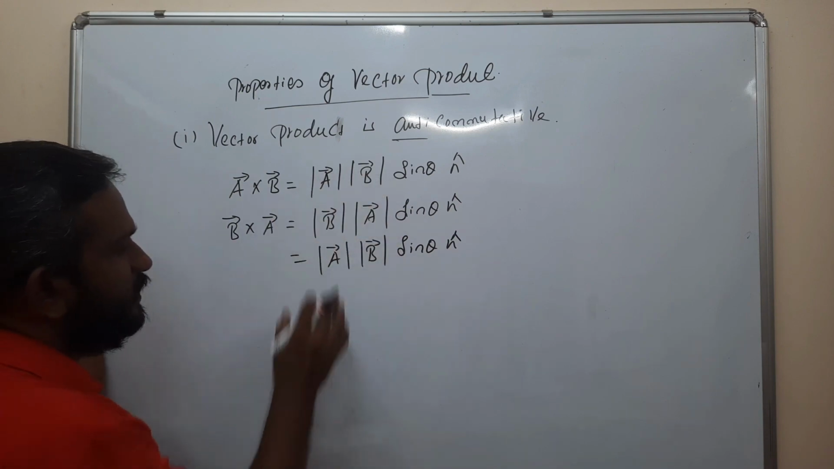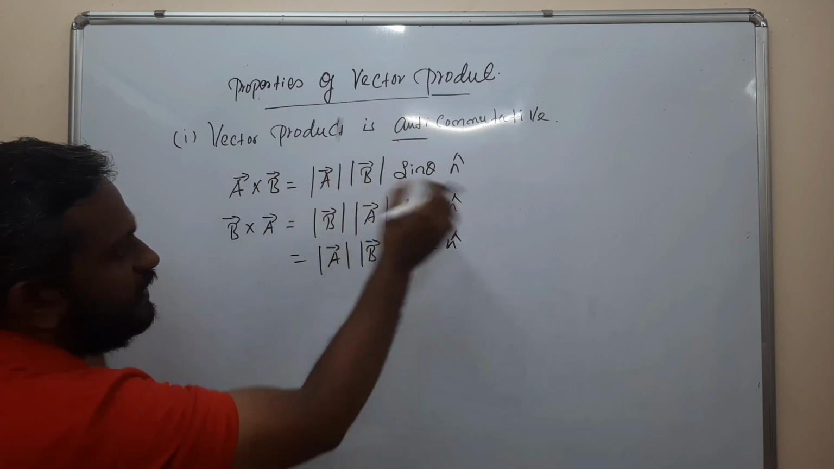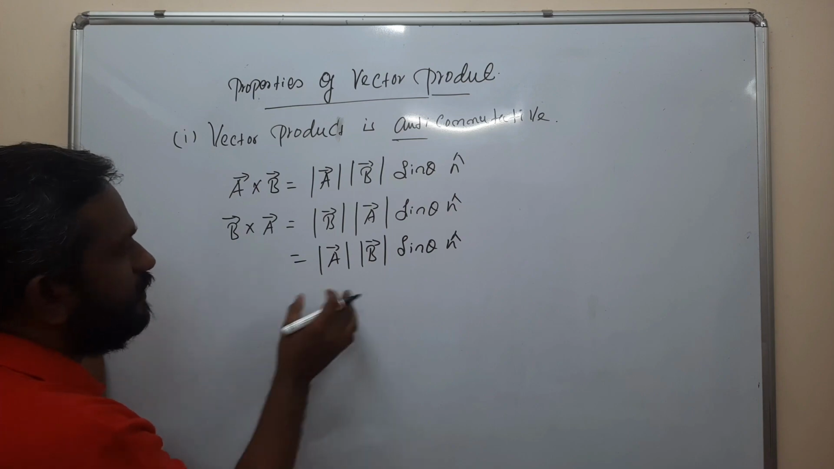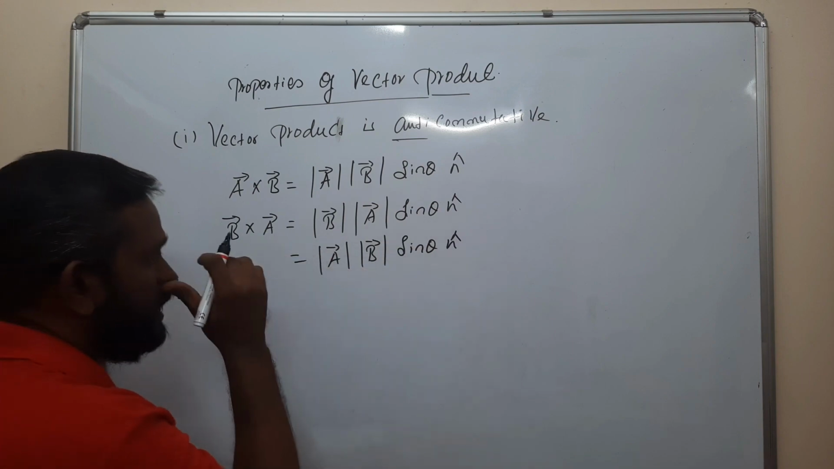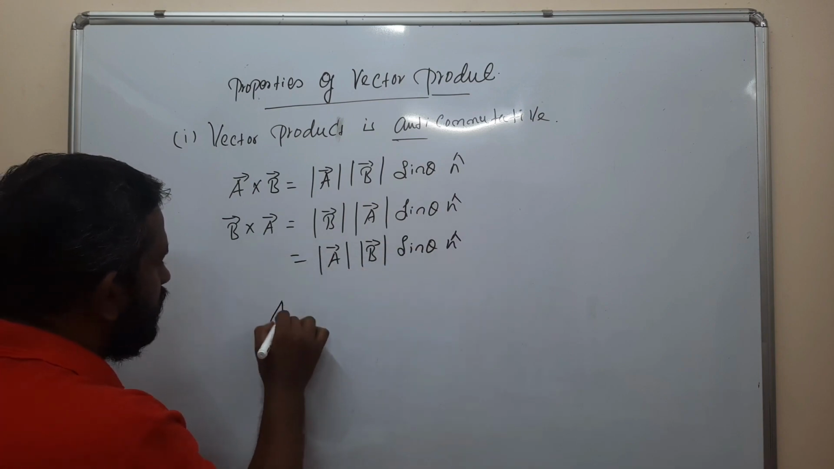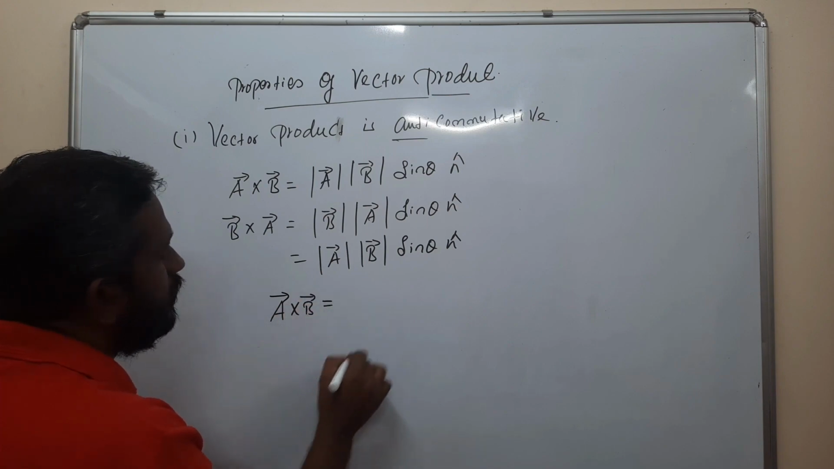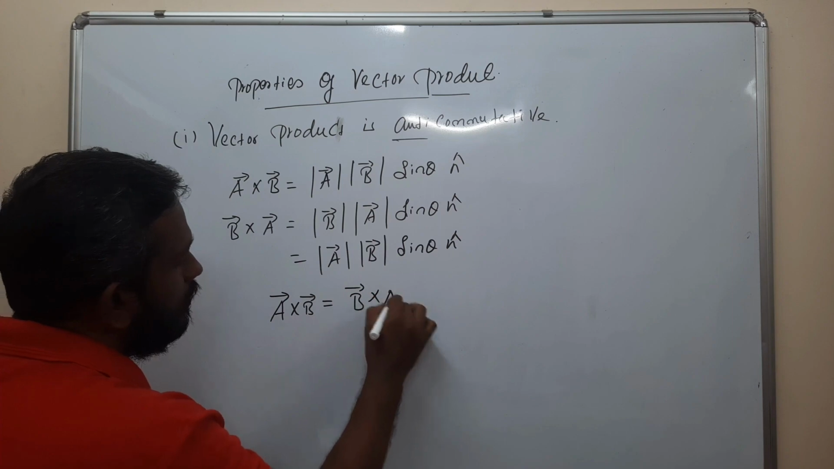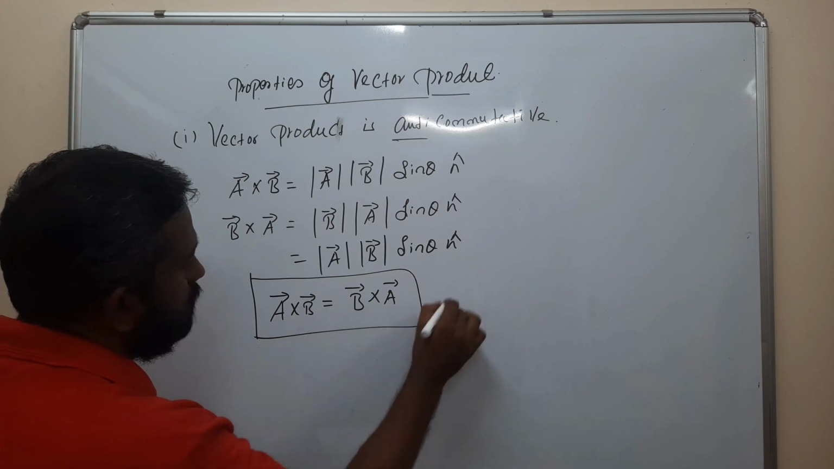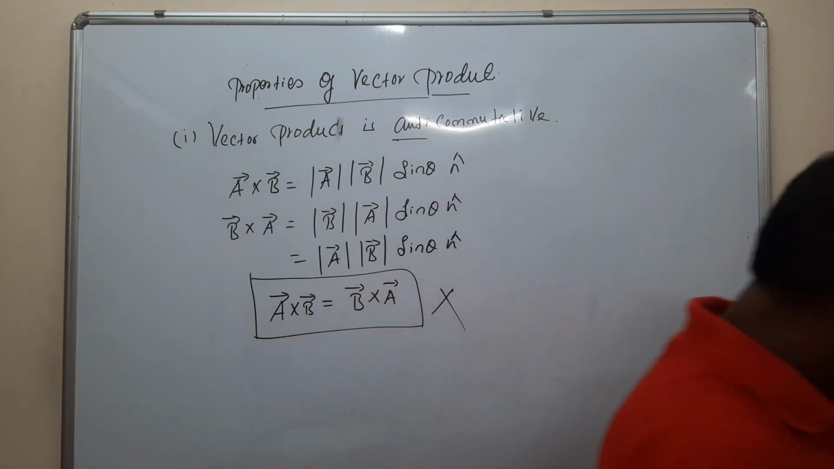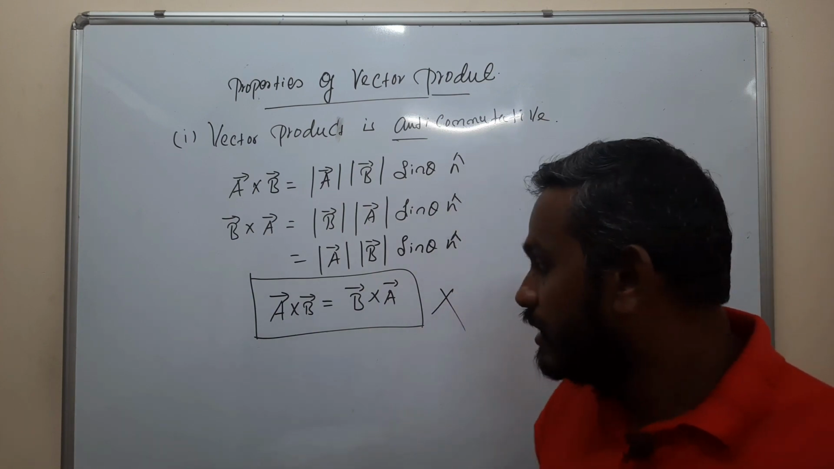So you just imagine, a vector cross b vector is equal to modulus of a vector modulus of b vector sin theta into n cap. So b vector cross a vector is equal to modulus of a vector modulus of b vector into sin theta into n cap. So from these two results, shall we write a vector cross b vector is equal to b vector cross a vector? No, because it is not a scalar quantity. It is a vector quantity.